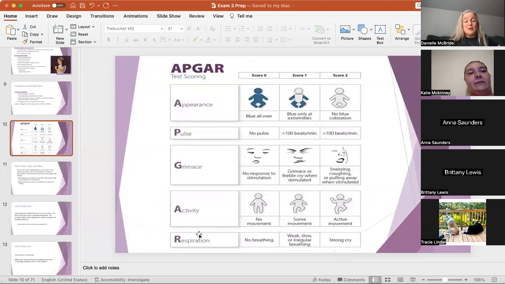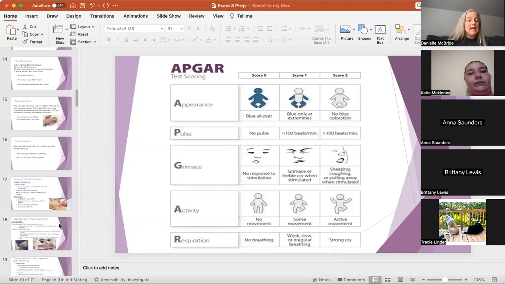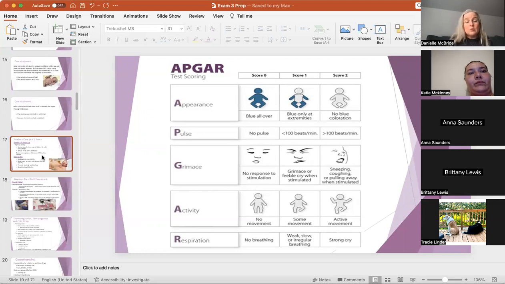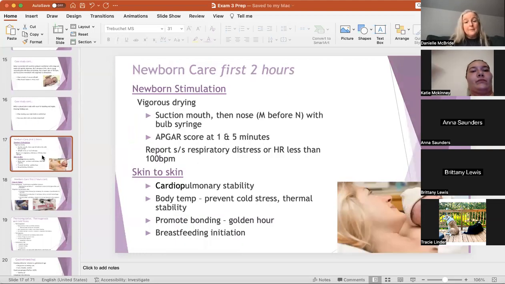Is my baby moving around? Is my baby floppy? Is my baby blue? Is my baby pink? Does my baby have acrocyanosis? Okay. Sometimes we need to suction them out, because that's going to help maintain that airway clearance. So if they've got gunk hanging out in the back of their mouth, let's use the bulb syringe.